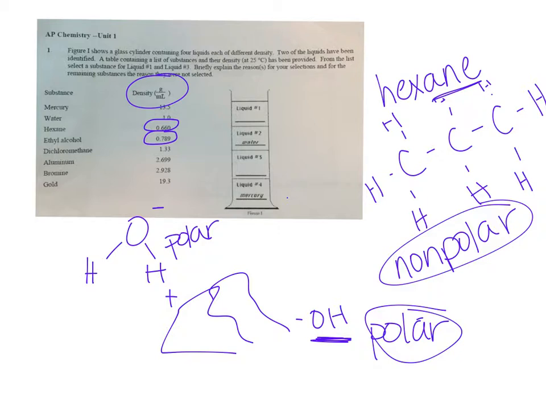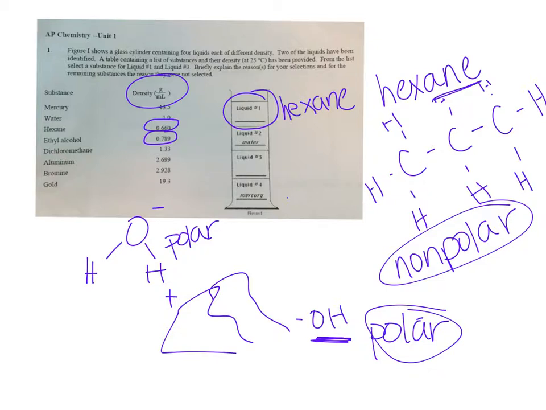So knowing that, which is the only one that would actually show a distinct layer? And that would be your nonpolar guy. So this is going to be hexane. Because if we were to pour alcohol into it, the water and the alcohol would just mix together.